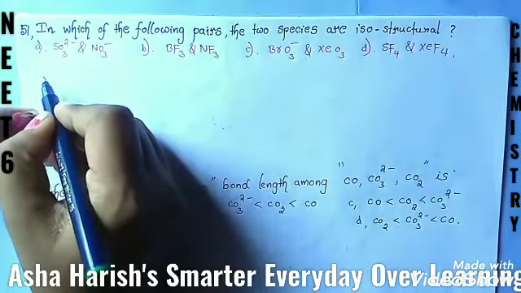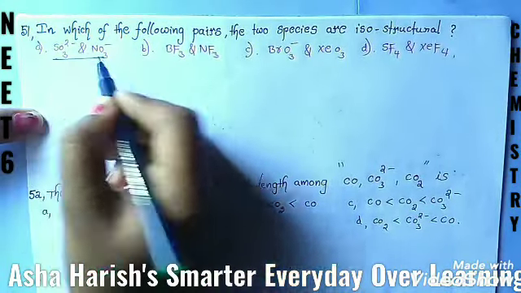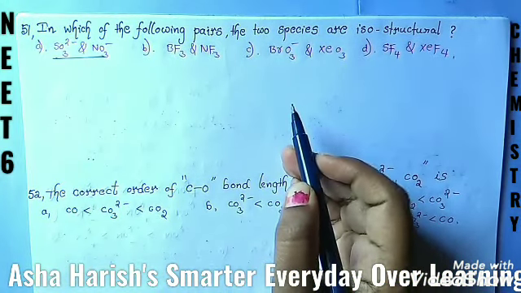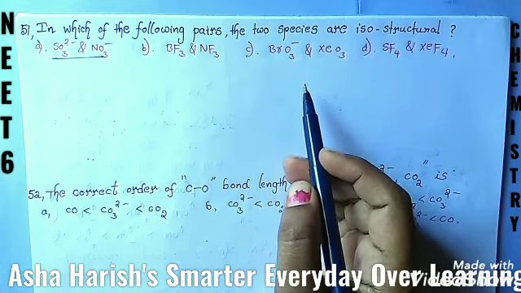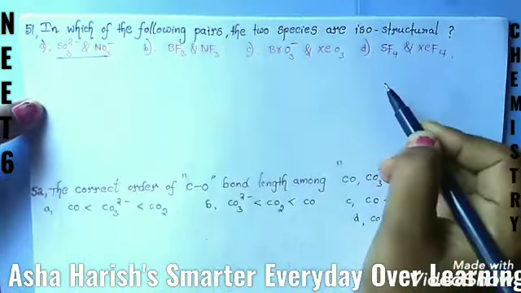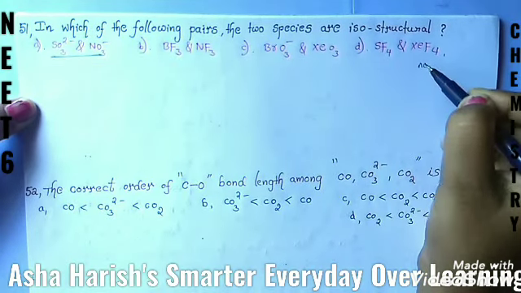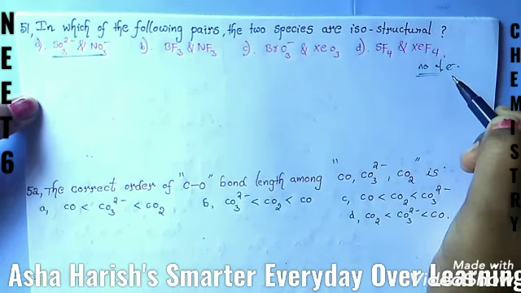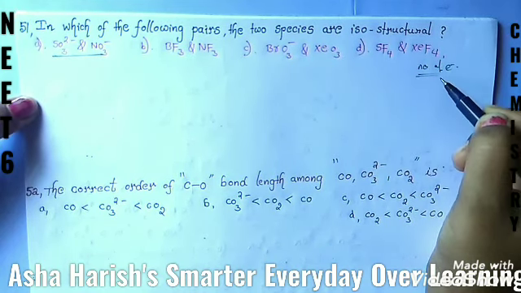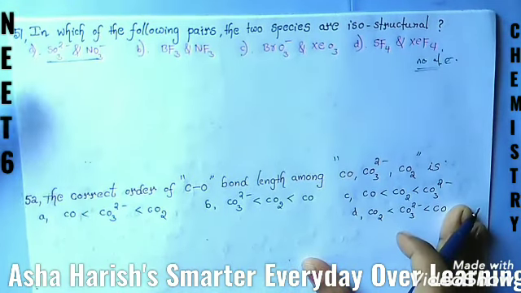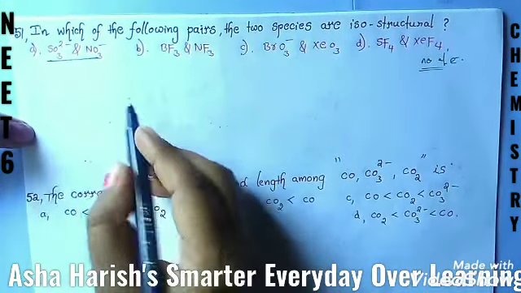Okay students, here in the first option we have isoelectronic species. First of all, you have to know the definition of this. Isoelectronic species have the same number of electrons. Okay students, same number of electrons. And isostructural species have the same type of hybridization. Okay, and let's start this session with this first option.